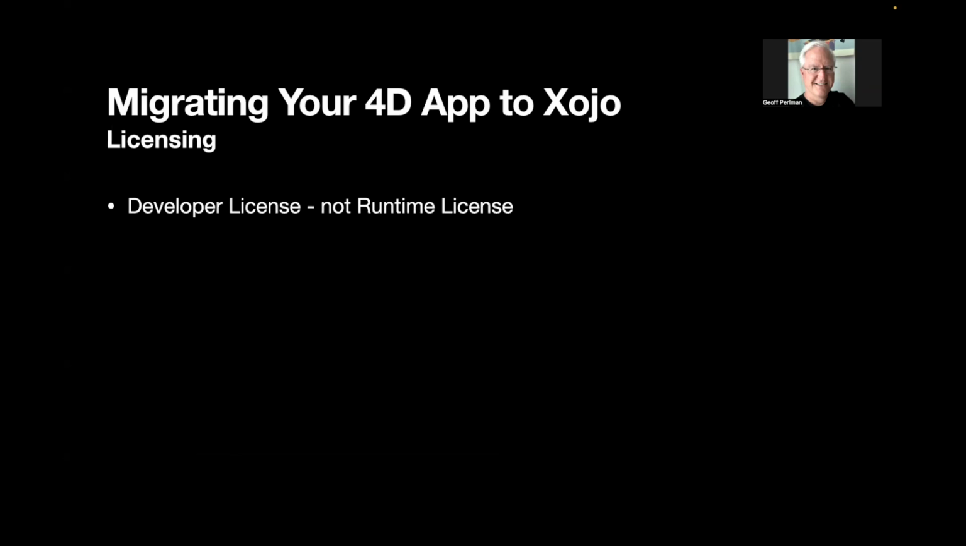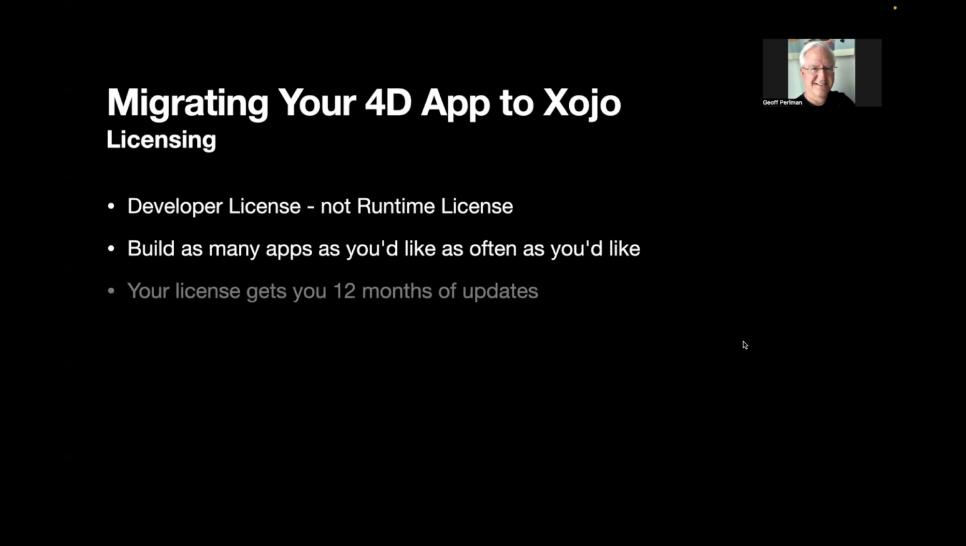So when you buy a license for Xojo, you're buying a license to be able to build and distribute applications. You can build as many apps as you like, and you can distribute them as often as you like. There's no limitations. In fact, your license gets you 12 months of updates, but think of it like a magazine where that 12 months, you get all the new versions of Xojo that come out.